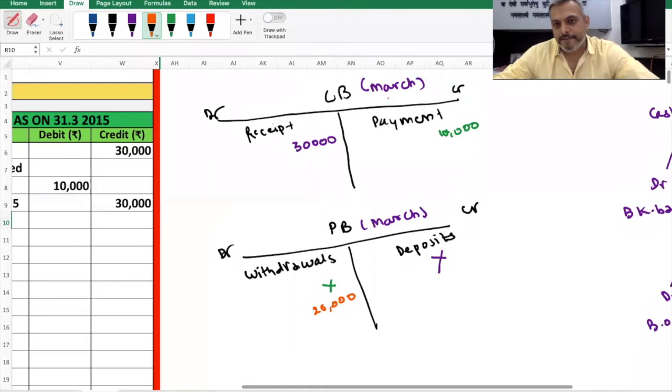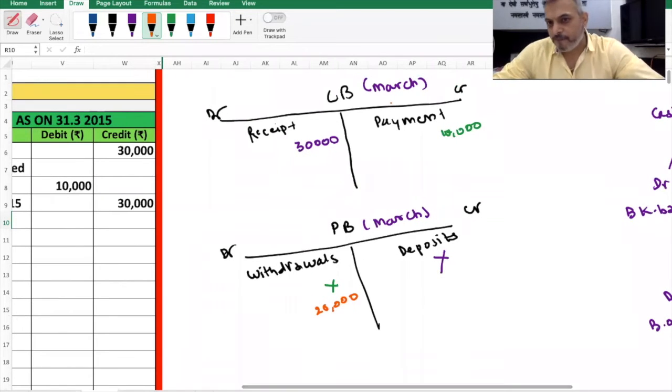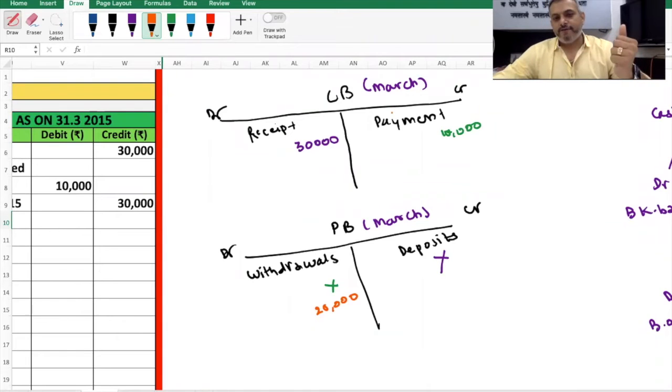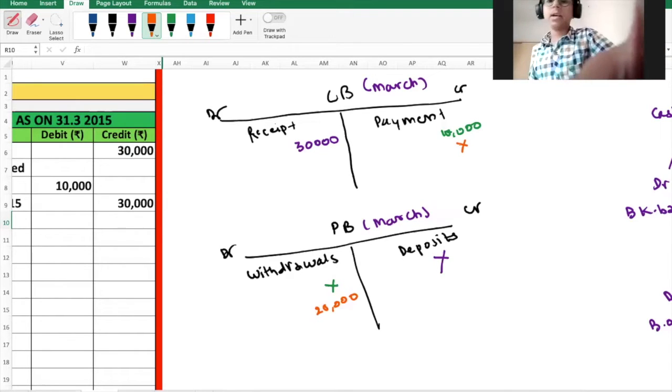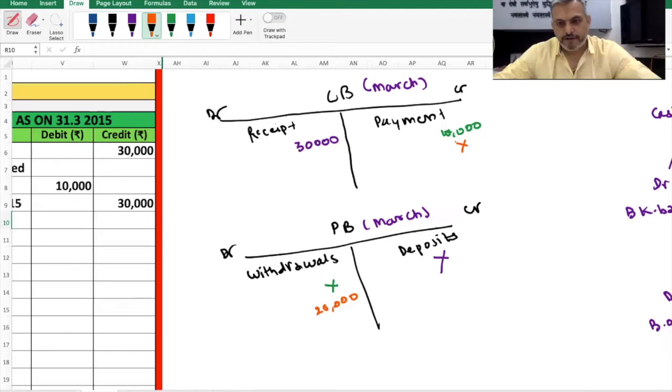पर मार्च के महीने में, in the month of March, we did not have any information about it. So what happened? Because we did not have any information about it, we did not record it in the month of March. So which side will we record it in BRS? Credit side. All of you understood this.